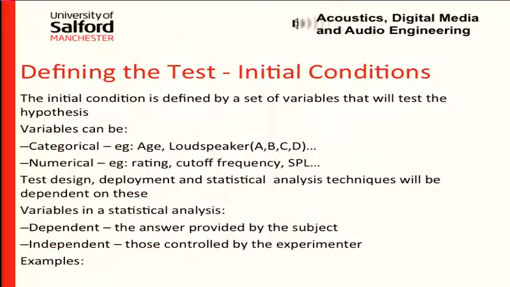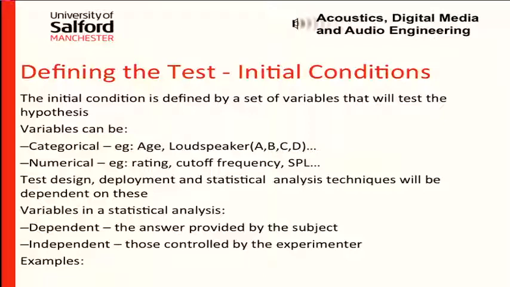Now, these variables can have different forms. They can be categorical. For instance, we might be looking at people's age and putting them into categories: below 25, from 25 to 40, and over 40. These would be 3 categories, and that would be a categorical variable. Or we might be looking at, say, loudspeaker: loudspeaker A, loudspeaker B, loudspeaker C. 3 different categories.